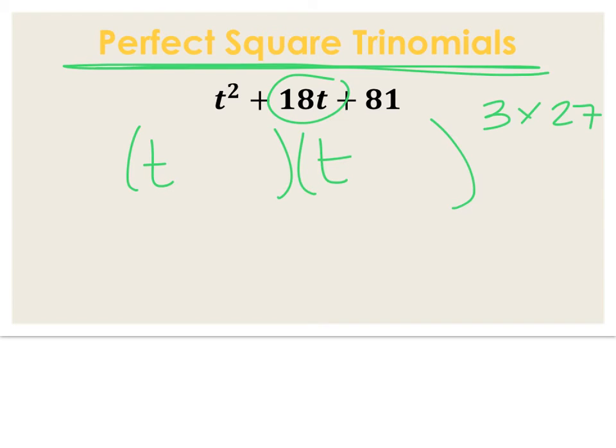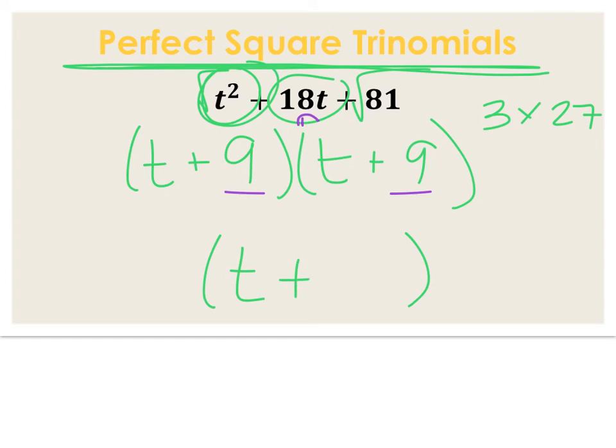And the thing about perfect squared trinomials that's really nice if you recognize them is you're just square rooting some stuff. If I square root t squared, I end up with 2 t's. If I square root 81, I end up with 9 and 9. And 9 plus 9 is 18. Perfect squared trinomials can always be written like this once you factor them. T, because I square rooted t squared, plus the square root of 81 is 9, and it's quantity squared. Perfect squared trinomials are always going to end up looking something like this.